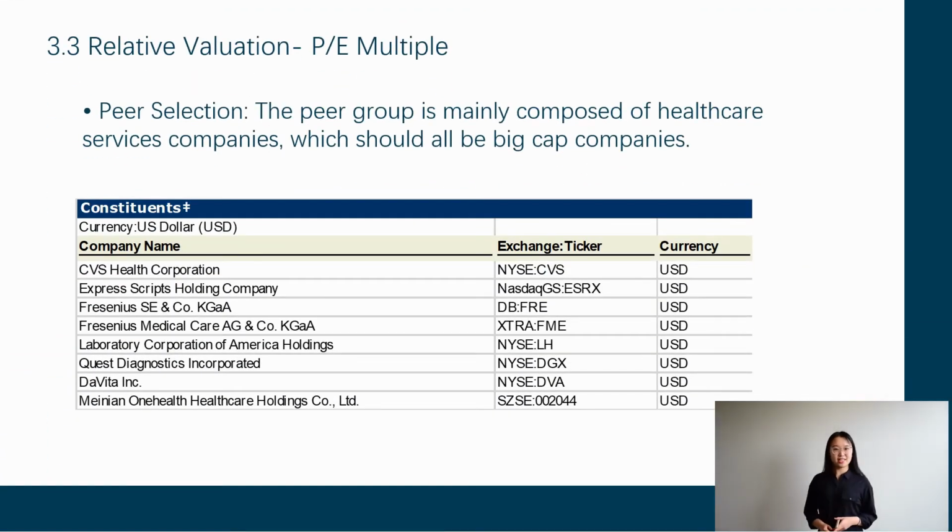Hello everyone, I would like to introduce another valuation method. It is the relative valuation, the PE multiples. Here we would firstly choose our peer groups. The peer groups are all big-cap companies, which means that their market valuation is more than $10 billion. Here we just list a few of them, and you can have a simple glance.